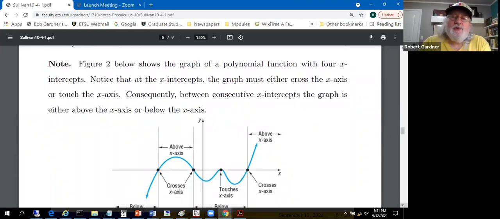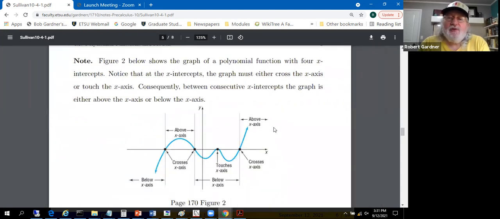Okay, we want to shift over to a more general exploration of polynomials than just these powers of x functions. Figure 2 here shows the graph of a polynomial function with 4 x-intercepts. It crosses the x-axis here and here and here, and it touches the x-axis here. So we need an algebraic way to decipher that. At the x-intercepts, the graph must either cross the x-axis or touch it. Consequently, between consecutive x-intercepts, the graph is either above the x-axis or below the x-axis. So here's what that means.